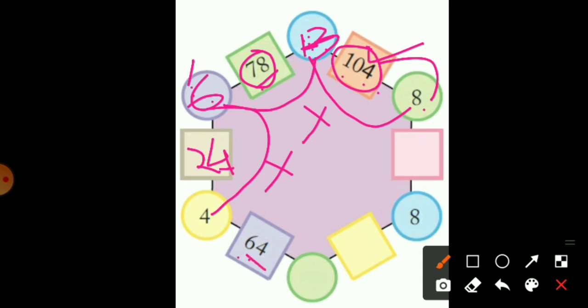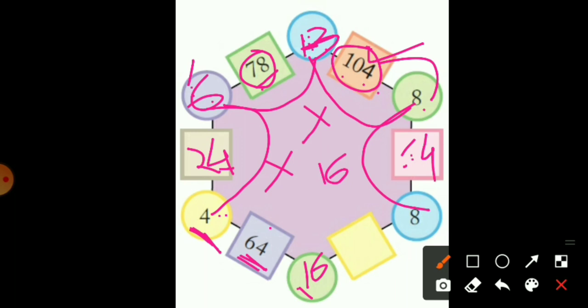Now here we have 64 in the square, and in the first circle we have 4, but the second circle is blank. So what do we have to do? Do the same. Just divide 64 by 4. Which number will you get? Let's divide it. 4 times 16 is 64, so that number is 16. Now here we have 8 and 8. So 8 times 8 is 64.